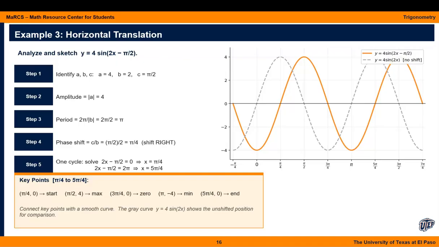So the graph starts at x is equal to pi over 4. Now we build one full cycle from pi over 4 to 5 pi over 4. Divide this interval into 4 equal parts and apply the sign pattern. Start at 0, go up, back to 0, go down, and return to 0. Then scale the values by 4. This gives us the 5 key points needed to graph the function.